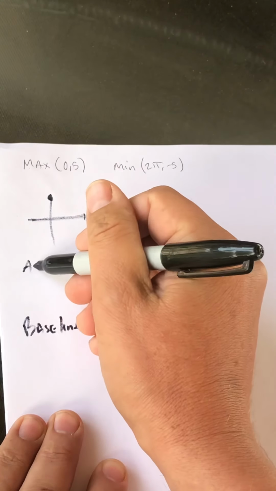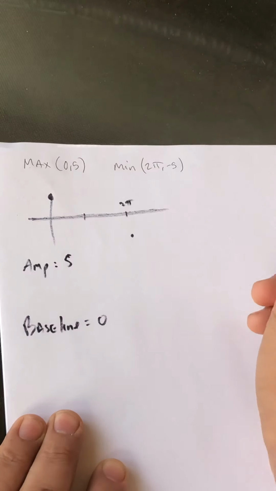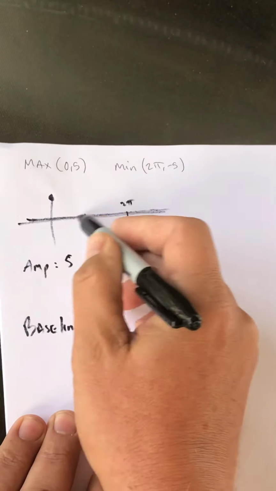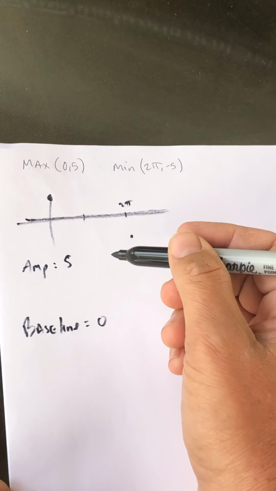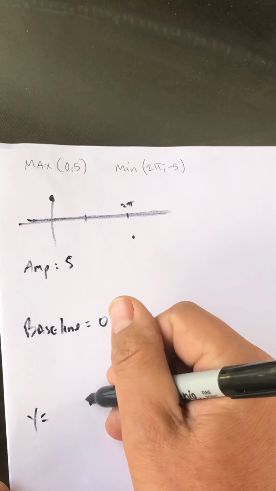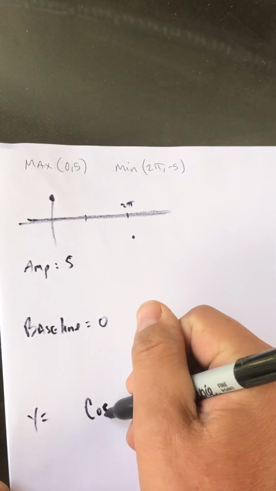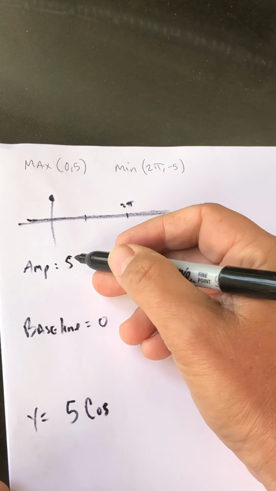Okay, so go back to that 10. Half of 10 is 5, so I know my amplitude is 5. My baseline, again, is 0. Does this graph start on the baseline? No. I automatically know it's cosine. I can put 5 here. I'll cheat. So 5 cosine.